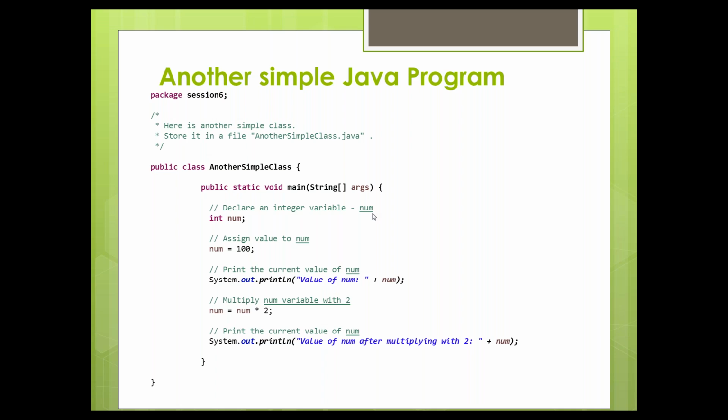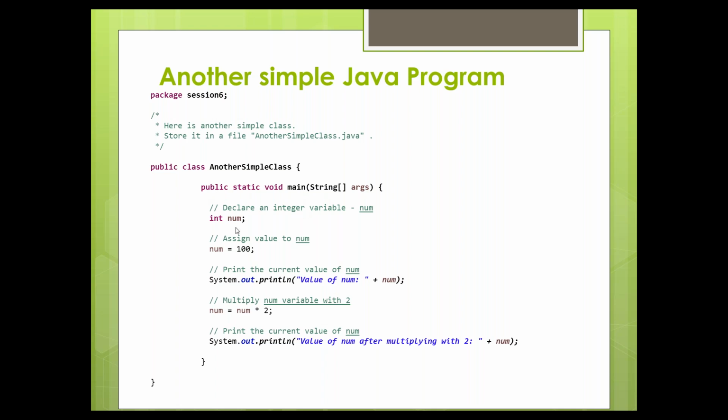Let's start with another simple Java program. Here we have a class named AnotherSimpleClass. All the code in Java is written within a class. First we define a class, and then we write whatever code we need within it. We know what a method is. The starting point of execution for Java programs is the main method.